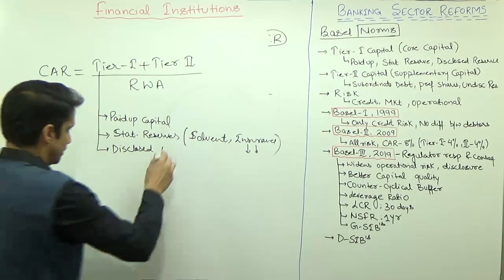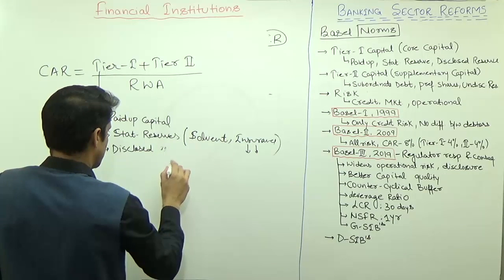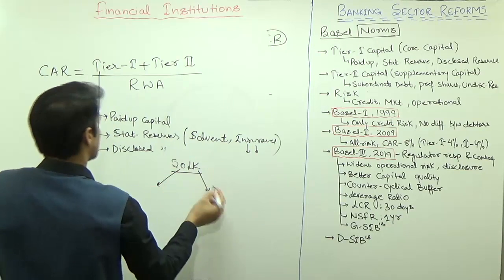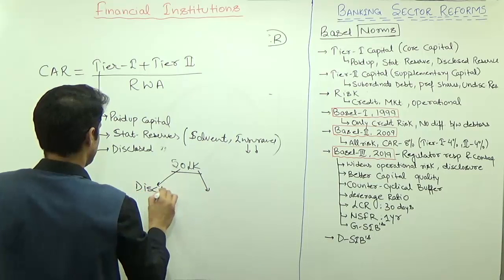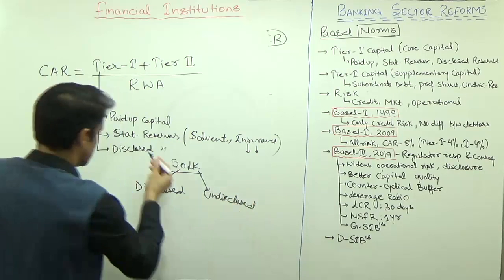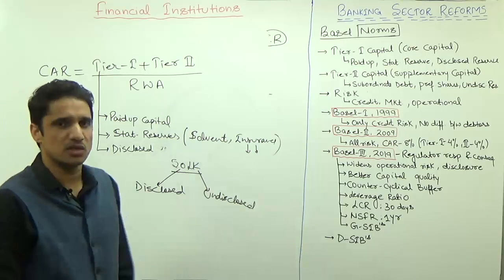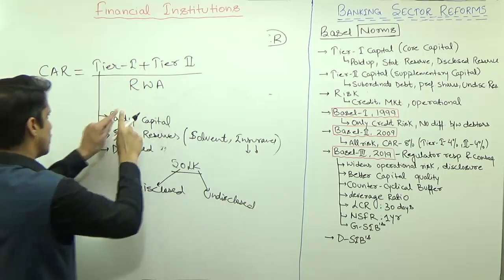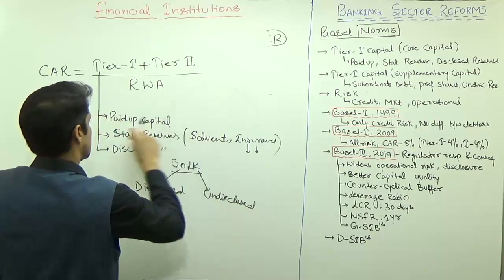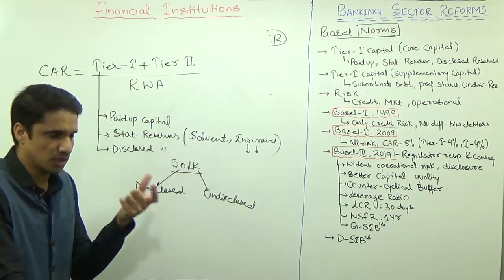Then the disclosed reserves. In the case of banks only, you have this thing that whatever your profit is, suppose the profit of this bank is 50 lakh rupees, it is the discretion of the bank to keep some reserves as disclosed and some as undisclosed. The reserves which the bank tells the public about are known as disclosed reserves. So tier 1 capital, or the core capital, the core assets of the company, are the paid up capital inserted by the promoter, the statutory reserves maintained by the particular bank, and the disclosed reserves. So these are the core capital.